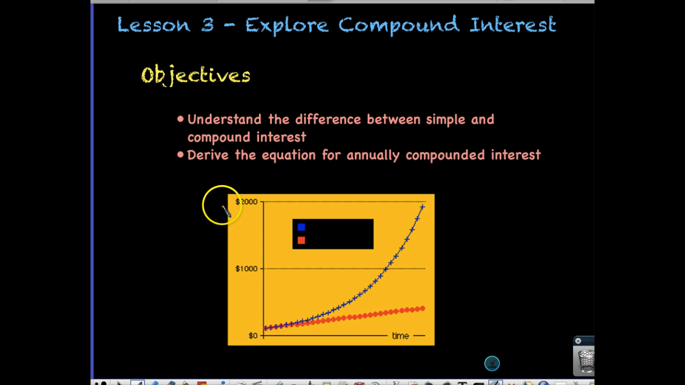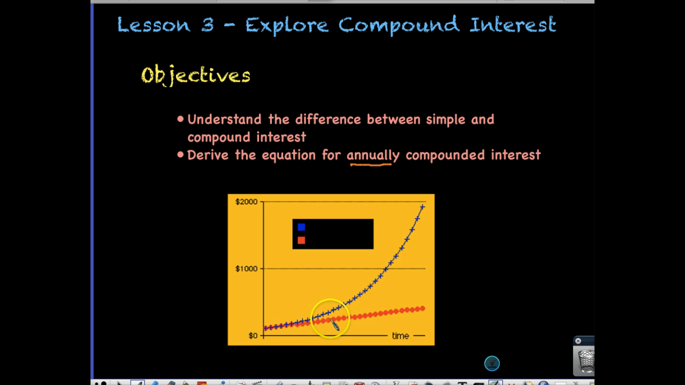annually compounded interest. Interest can compound annually, it can compound monthly, it can compound daily, but for this particular lesson, in order to better understand and compare compound and simple interest, we are just going to assume that it compounds annually. Notice in this chart below here, I have two lines.